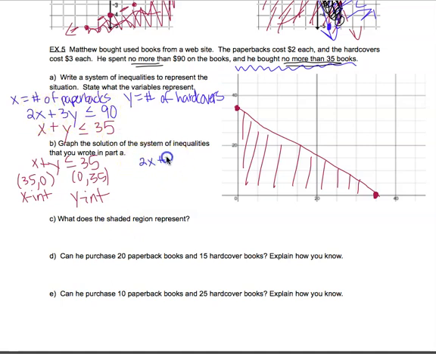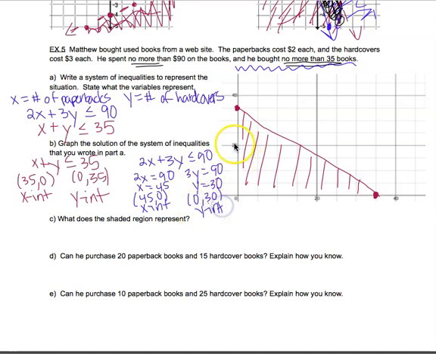2x plus 3y less than or equal to 90, so I end up with 2x equals 90, so that means x is 45, so 45, 0 for the x-intercept. Then when I cover up the x's, I get 3y equals 90, so y equals 30, so 0, 30 for the y-intercept. So 0, 30 would be right here, and 45, 0 would be right here.